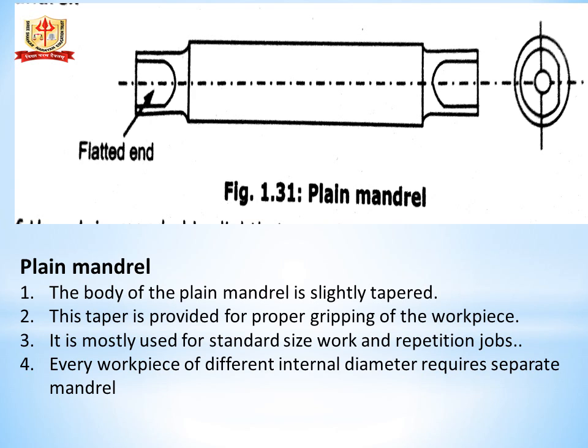Now we see the different types of mandrel. First is a plain mandrel. First point, the body of the plain mandrel is slightly tapered. Second point, this taper is provided for proper gripping of the workpiece. Third point, it is mostly used for standard size work and repetition jobs. Fourth point, every workpiece of different internal diameter requires a separate mandrel.